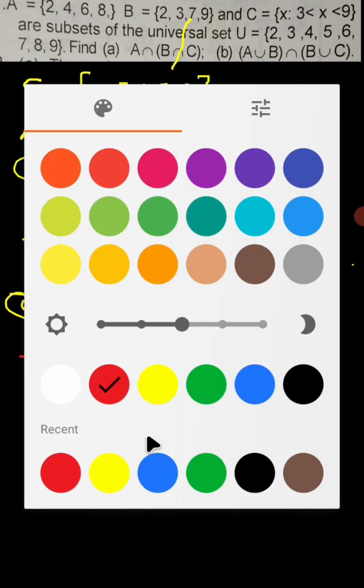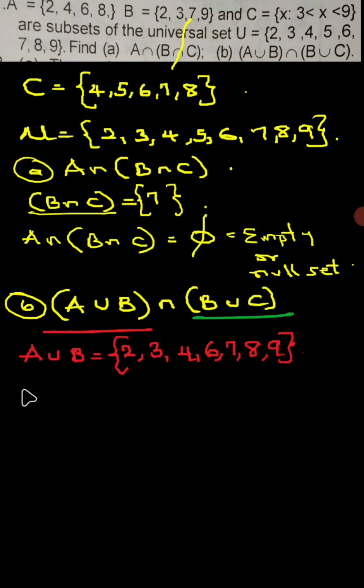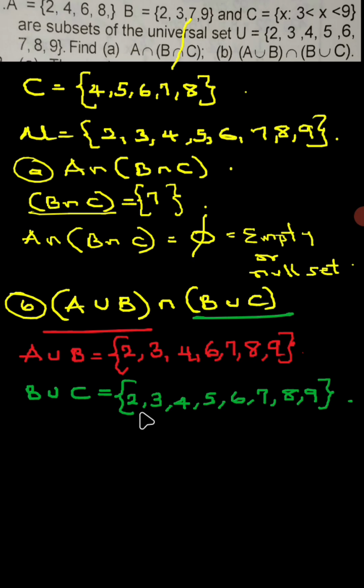So we are going to find B union C in the same way. So B union C is elements in B and in C. So we have 2 in B, then 3 in B, then 4 in C, 5 in C, 6 in C, 7 in C and B, then 8 in C, then 9 in B. So this is it. So the next thing is we're going to find the intersection. Intersection is the set of elements that are present here and also here.